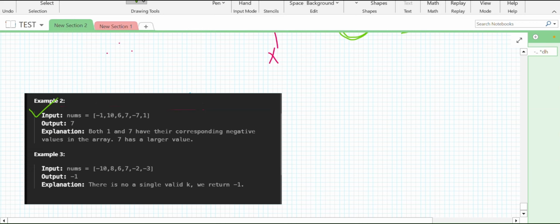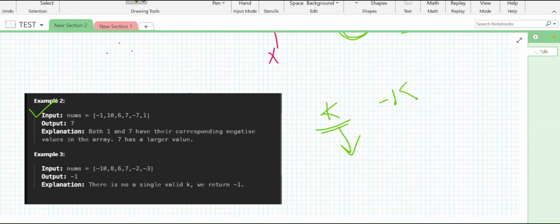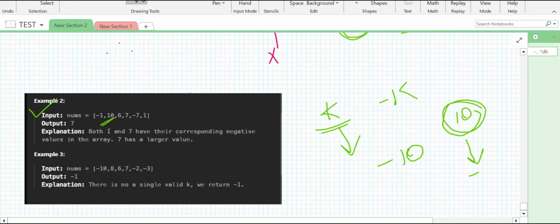Let's take example 2. The array contains -1, 10, 6, 7, -7, 1. What is the largest value of k that exists in that array such that -k also exists? I see that the largest value is 10, but -10 does not exist in that array. So 10 can't be my answer, because if 10 is the answer, -10 should exist in that array. So what is the next largest value? The next largest value is 7, and -7 also exists in that array. That means 7 is the answer.